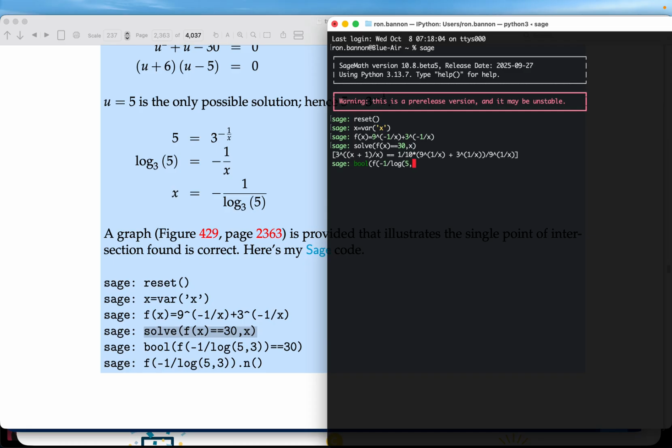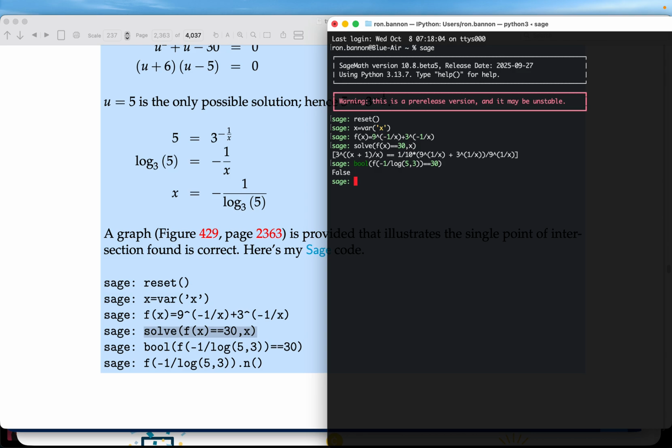I need to tell it the base, by the way, because otherwise it'll think I'm in base e, but I want base 3. All right? What I want to do is see if that's equal to 30. So it's going to be one of two things. It's either going to be true or false. Now, true would mean that my answer is correct. Oops, it says it's false. Wow.